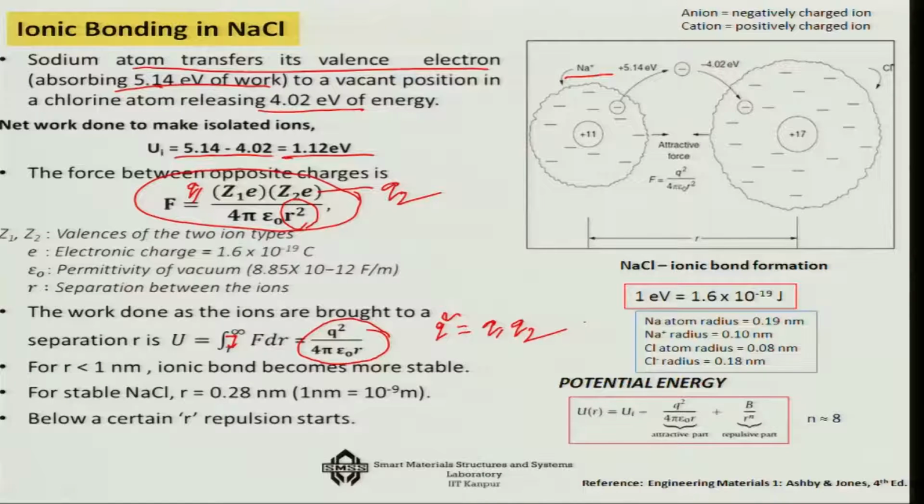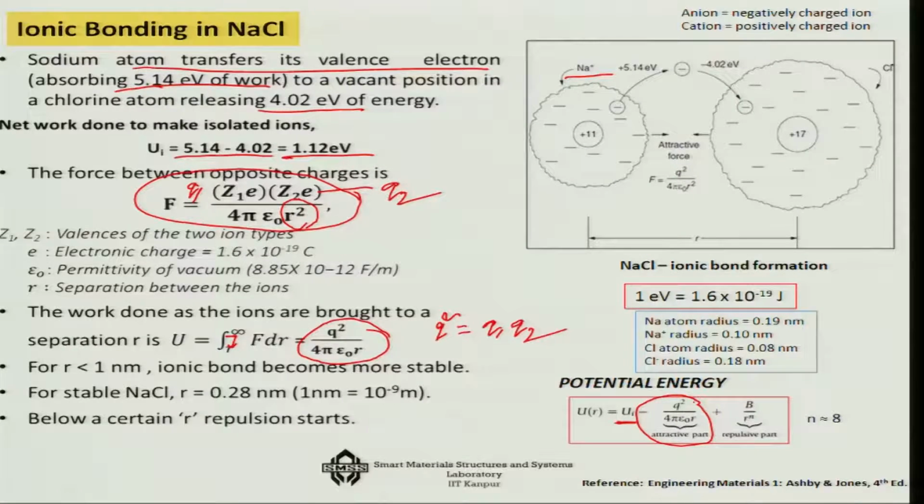Now you will be able to find out the total energy that is there in the system. Initially you need Ui, that is this 1.12 electron volt of work, and then as they come closer and closer, this attractive force gives the energy of q square by 4 pi epsilon 0 r. That is getting reduced from Ui. Also there is a limit to it.